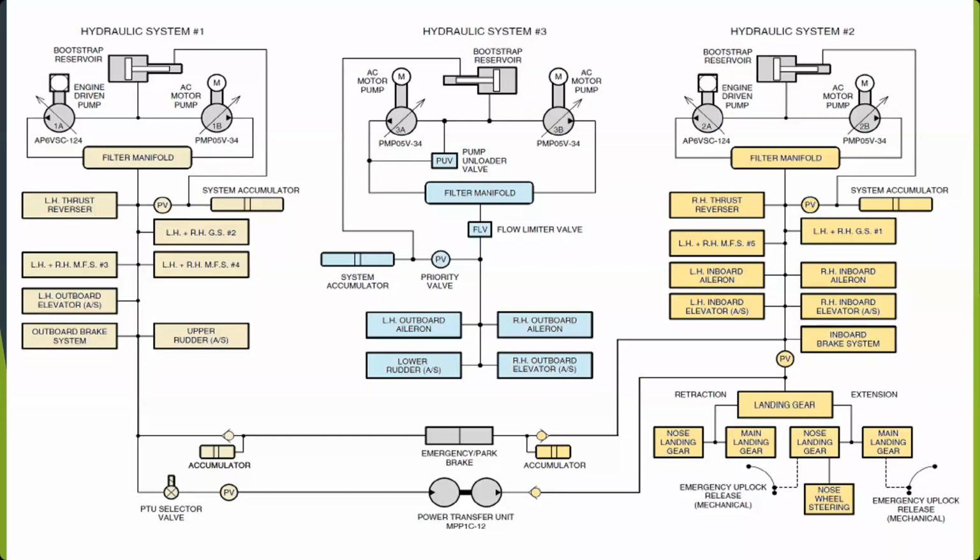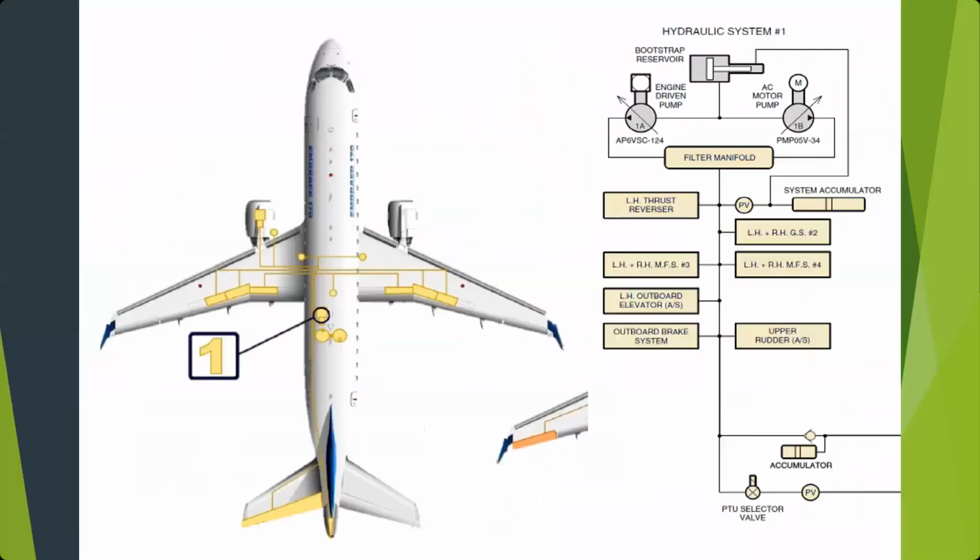So we'll compare them side by side. Here's that number 1 system that we saw pictured in the aircraft, and we can trace a couple of the items to where they stand on the schematic. Right here on the left engine, that's number 1 system. It shows a left engine-driven pump, which is right here. And then it has an AC motor pump, and that's shown in the picture here. So here's our AC motor pump, and then the lines going out to the various areas.